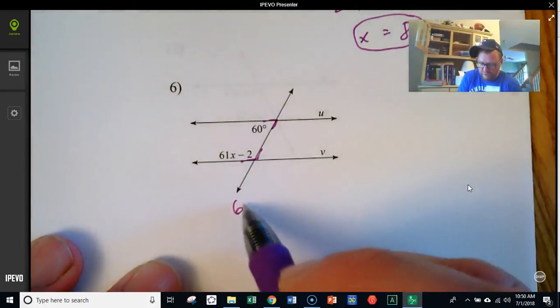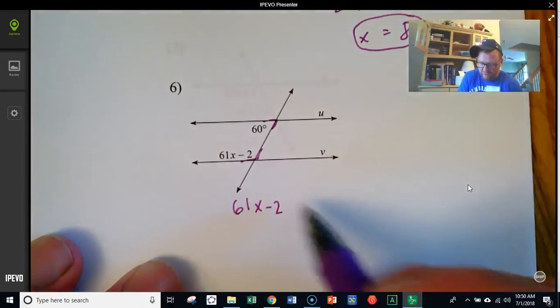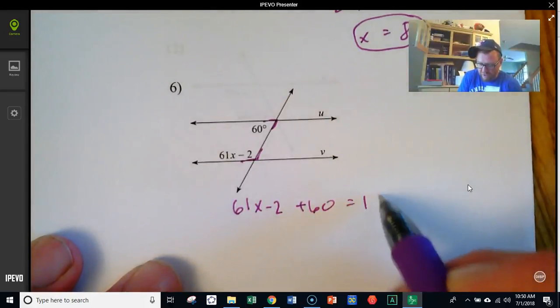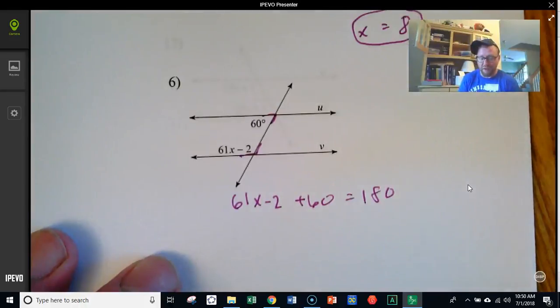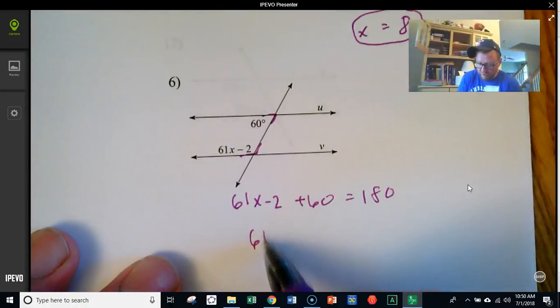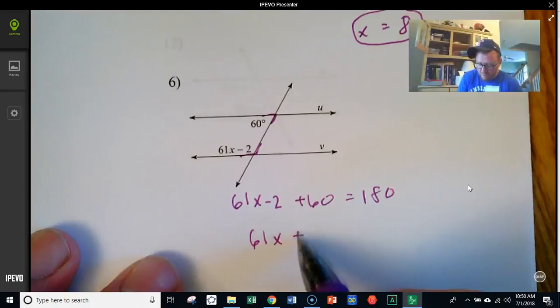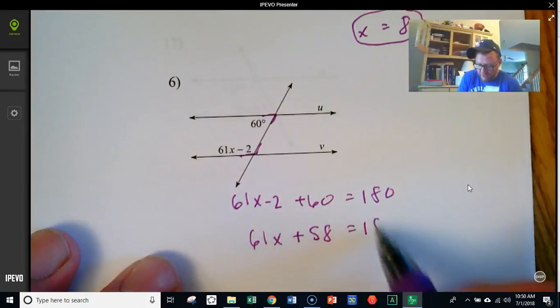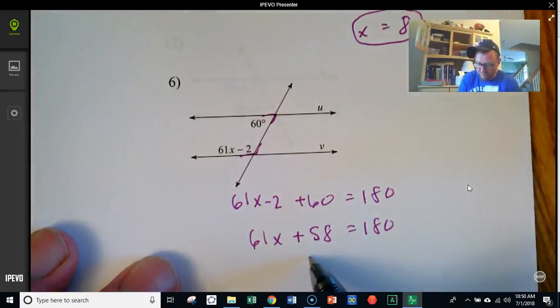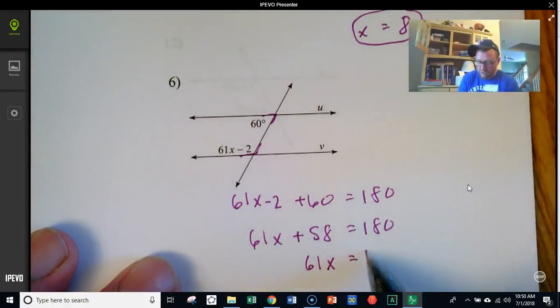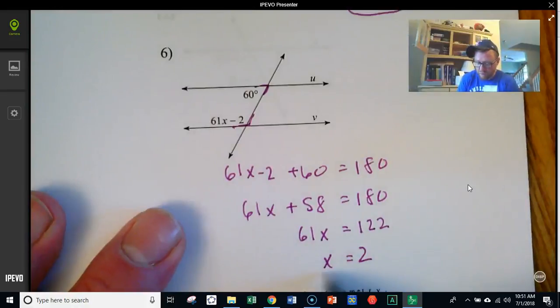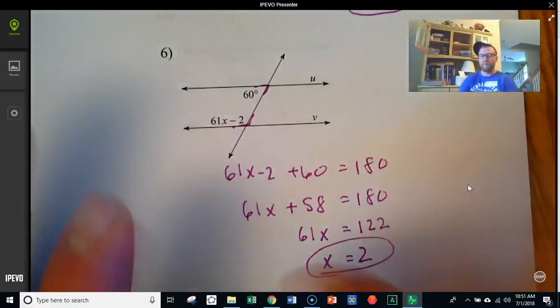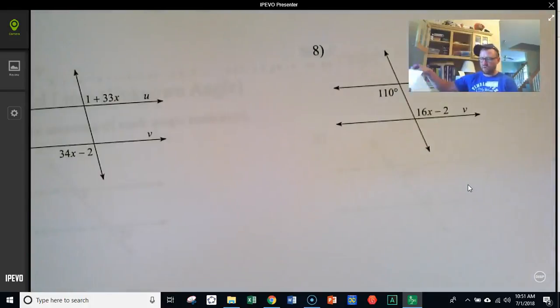Over here, we've got same side interior angles. If 61x minus 2 plus 60 equals 180, then the lines will be parallel. Let's see, so 61x plus 58 equals 180. Let's subtract 58 from each side. 61x equals 122, divided by 61, and x equals 2. Okay, let's do a few more.